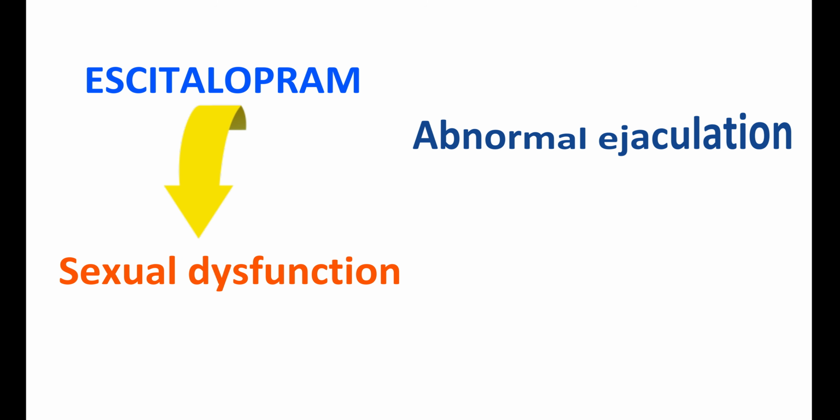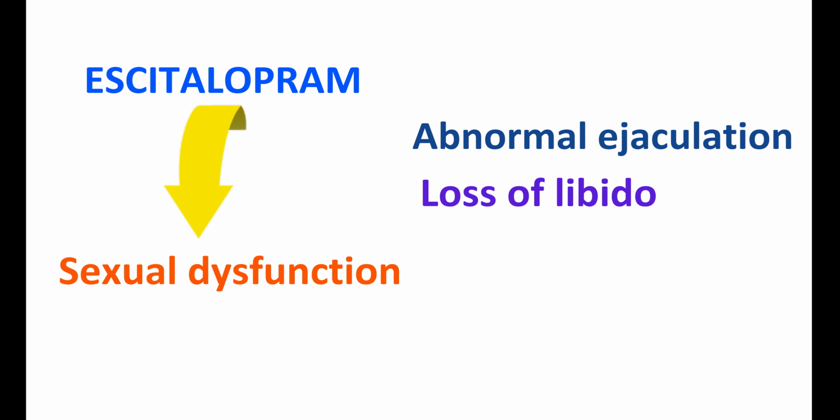Escitalopram can produce sexual dysfunction, particularly abnormal ejaculation and difficulty ejaculating. It can also produce loss of libido, decreased sexual desire in people. This is particularly important because escitalopram on chronic use can produce sexual dysfunction. Such effects are not observed with the use of buspirone.